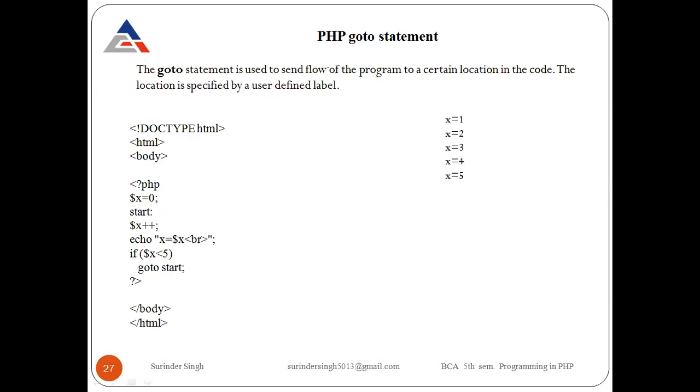Okay. Now at last we have a go to statement. Go to statement is used to send flow of the program to a certain location in the code. You can move to a particular portion of a program by using go to statement. And syntax of go to statement is, first you have a go to keyword. Then here you will write a label. You can name it, you can write any name or define any name, followed by a semicolon.